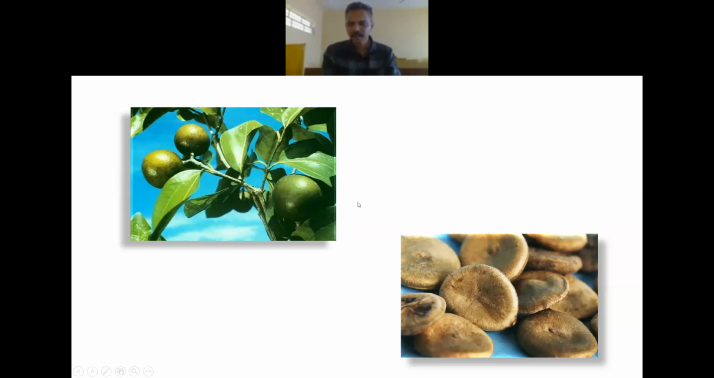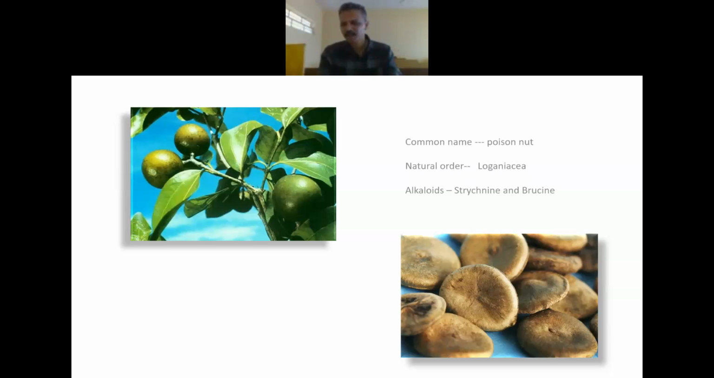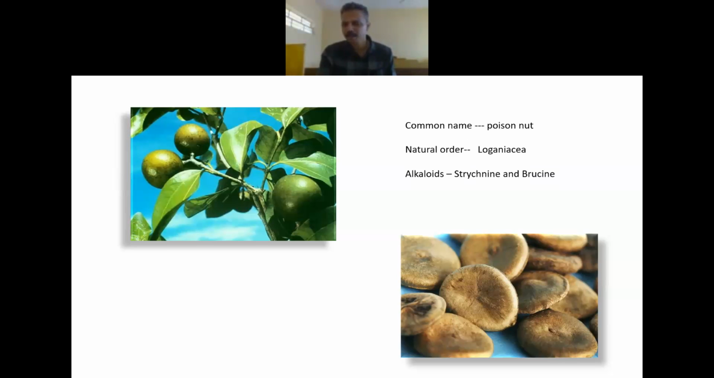As you see here, we don't use the entire plant. We just use the seeds because seeds are the major poisonous substance. The majority of the alkaloids of Nux vomica are present in the seeds. So we take the seeds and we use it homeopathically. So a little about Nux vomica. The common name of Nux vomica is poison nut, and Loganiaceae is the natural order to which Nux vomica belongs.